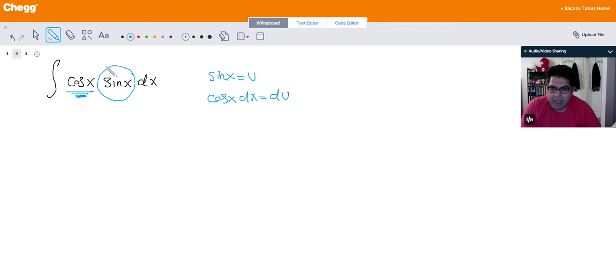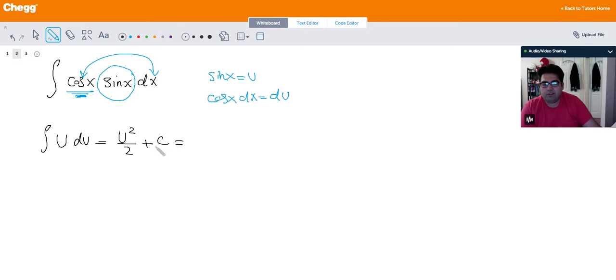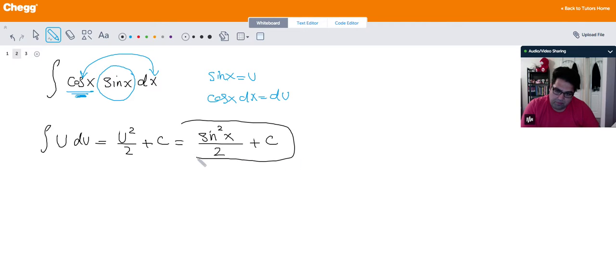it gives me actually a substitution for cosine x dx in terms of u. So the whole problem becomes u du, and this is equivalent to u squared over 2 plus c. Now I'm done with the integration. I need to plug them back and substitute back everything in terms of x. So it's going to be sine squared x over 2 plus c.